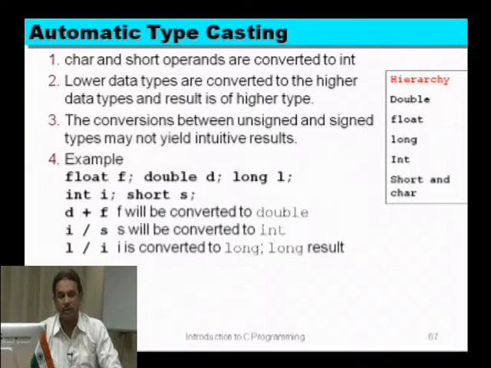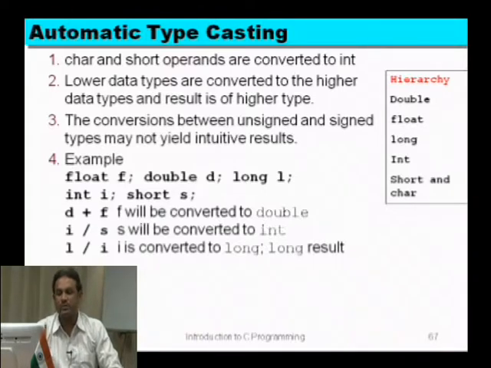As we have seen in the previous rules, if one of the operands is long integer and the other is integer, as long integer is the higher hierarchy, it is going to convert the second operand also to long integer and the result will also be long integer.